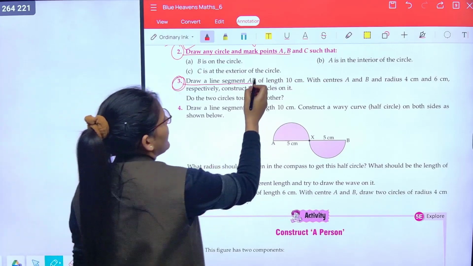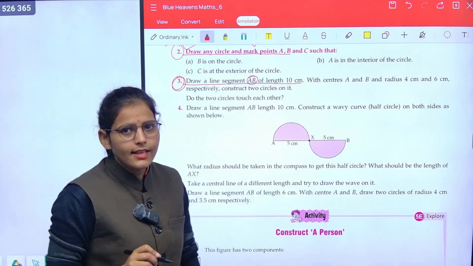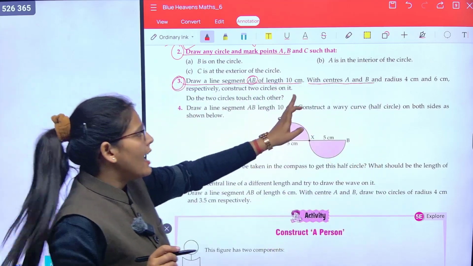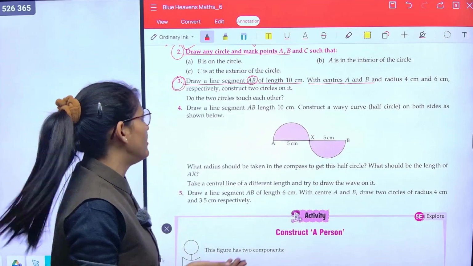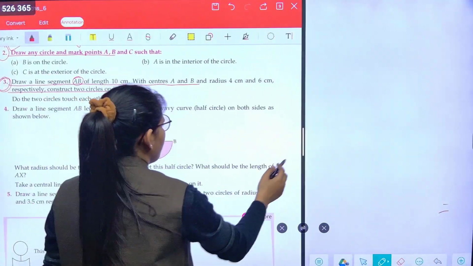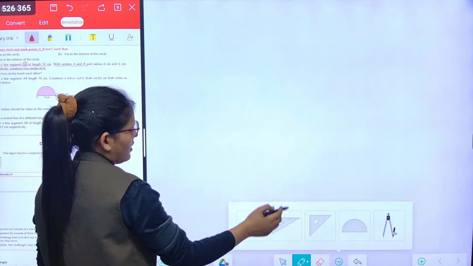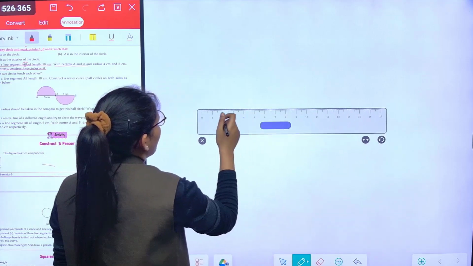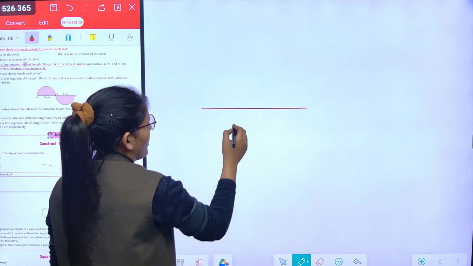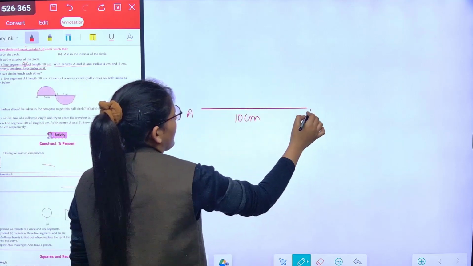Now class, come on, question number 3. Draw a line segment AB of length 10 centimeter. हम एक line segment draw करेंगे, that is length 10 centimeter with centers A and B and radius 4 centimeter and 6 centimeter respectively, construct 2 circles on it. Now class, AB, that is 10 centimeter. Yes class, now take a ruler and draw line segment 10 centimeter. Okay, 10 centimeter long. Mark point A and this is B.